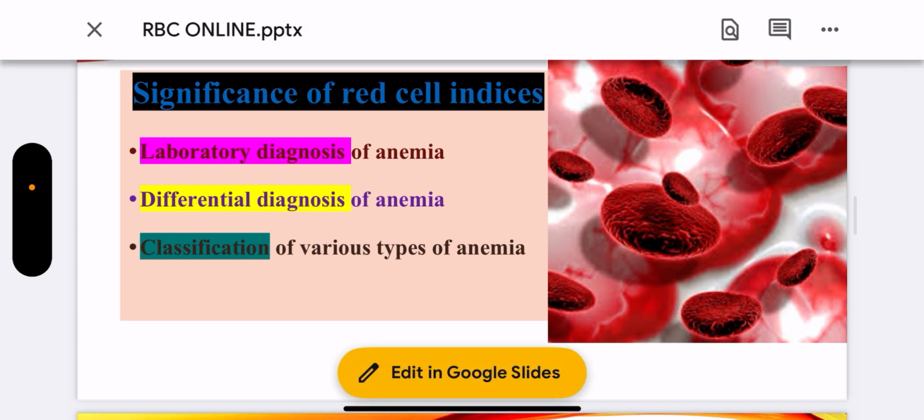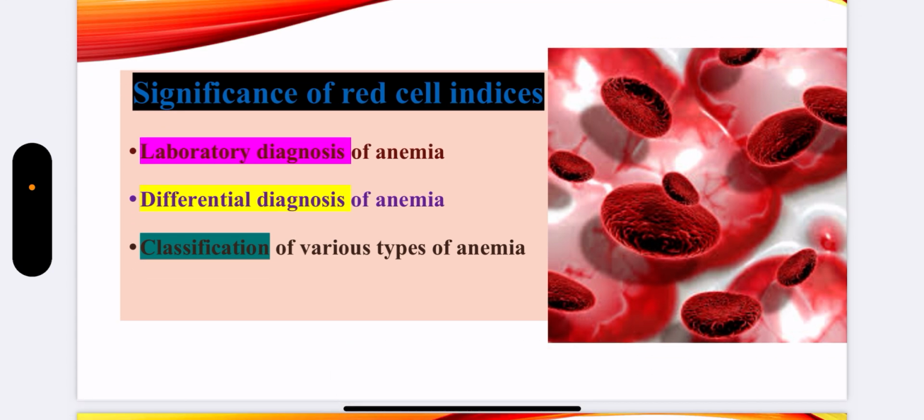Now, what is the significance of these red cell indices? Why do we need them? It is for the laboratory diagnosis of anemia, whether the person is suffering from anemia or not. And for the differential diagnosis of anemia. What do you understand by differential diagnosis? We have made a diagnosis, the person is suffering from anemia. But anemia is of several types. It can be because of deficiency of iron, deficiency of vitamin B12, folic acid deficiency, sickle cell anemia, thalassemia, or secondary to some liver diseases or kidney diseases. So for the differential diagnosis, which type of anemia the person is suffering from, we require red cell indices.